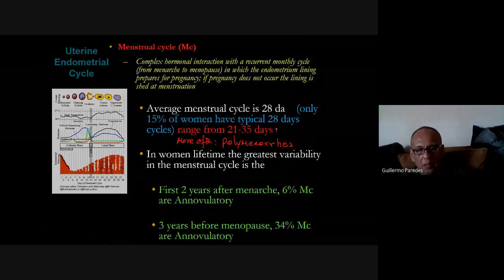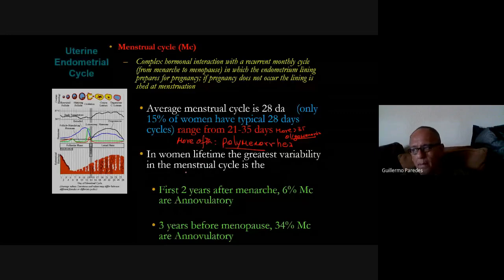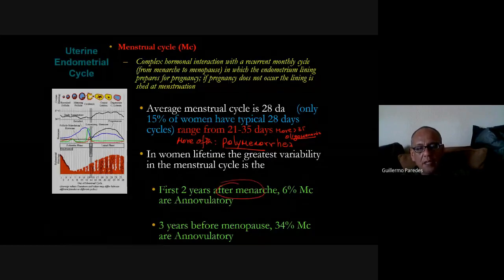And if you have more than 30 days, it's called oligomenorrhea. Oligomenorrhea, polymenorrhea. Okay? All right. So in the first 2 years after menarche, there are going to be irregular menstrual cycles. Three years before the menopause, there are going to be abnormalities, irregularities in the menstrual cycle. So that is how it's happening.